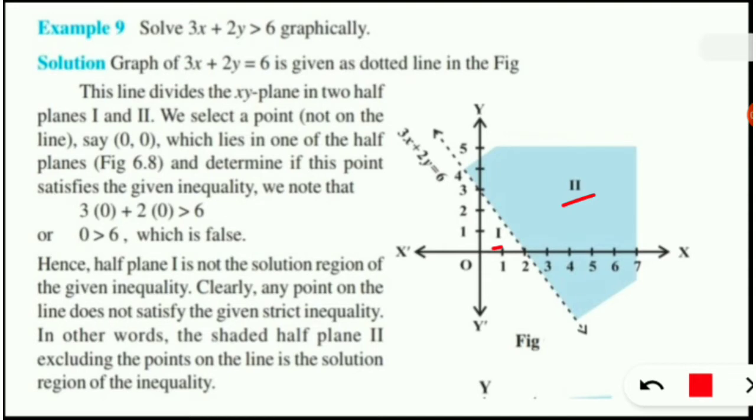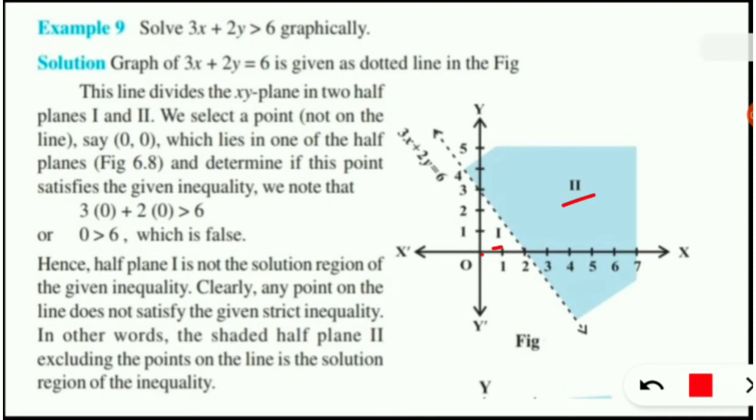Now we select a point, suppose the origin (0, 0), which lies in one of the half planes. That means the point (0, 0) either lies in plane 1 or lies in plane 2.